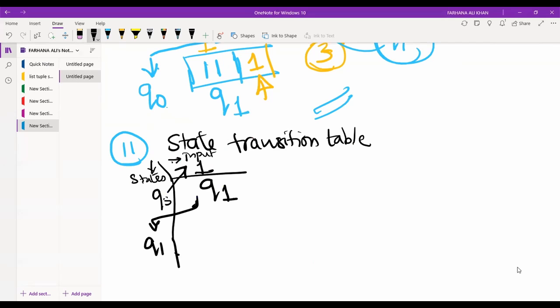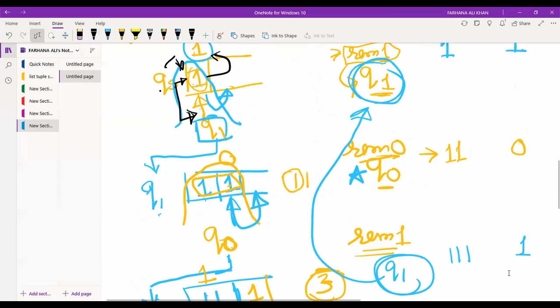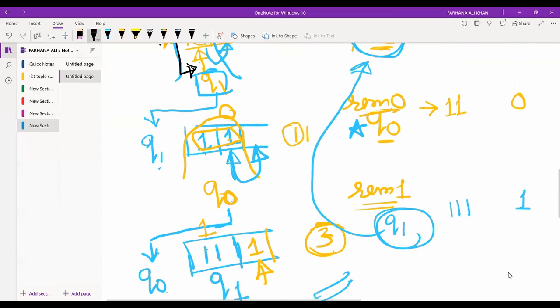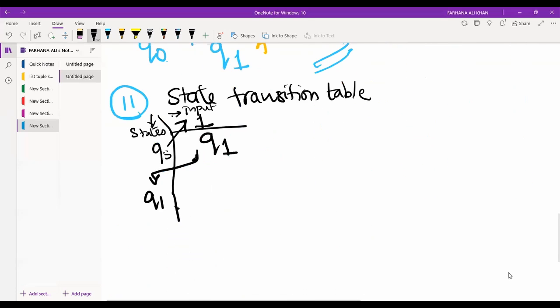So we'll write Q1. Now we will consider Q1. Where is Q1? Q1 is here. Q1 with the next bit 1, where is it going? It is moving to Q0. So Q1 with the next bit 1 goes to Q0. Now this is the resultant state. Now we'll consider this one. This is Q0 and this is the final state. I will mark this by a star.